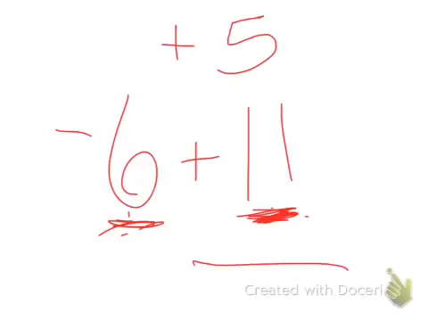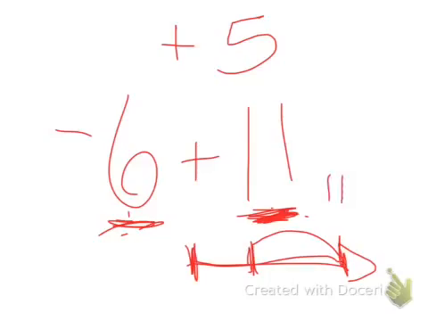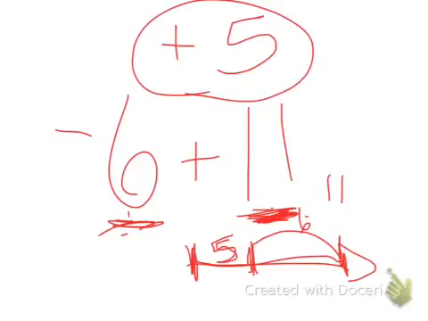The reason is because that 11 is going to pull us 11 this way, and that 6 is going to pull us back this way. So the difference is how far it's actually going to be forward. If we went 11 forward, but then 6 back, we're still left with 5 that we're positive. So that's why our answer is positive. Okay, let's try one more like that.